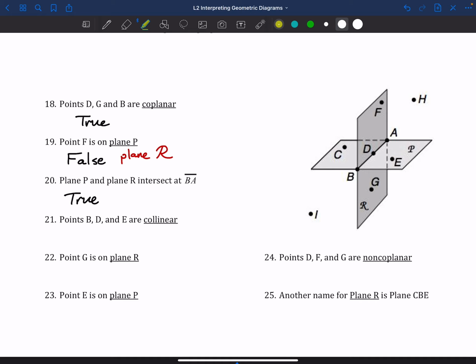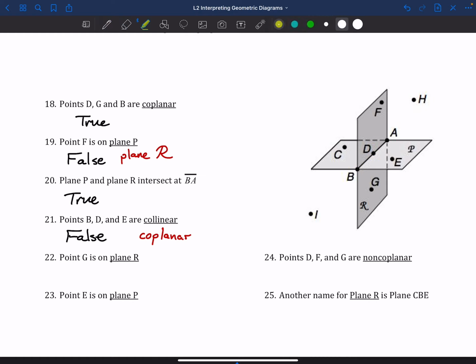For 21, we're saying that points B, D, and E are collinear. I'm sorry to say that doesn't seem to be the case. Those are not all on the same line. You'd have to make a triangle to get to every single one of those. However, they all do seem to be on the same plane, P. So instead of calling them collinear, we could call them coplanar, and that would work out just fine.